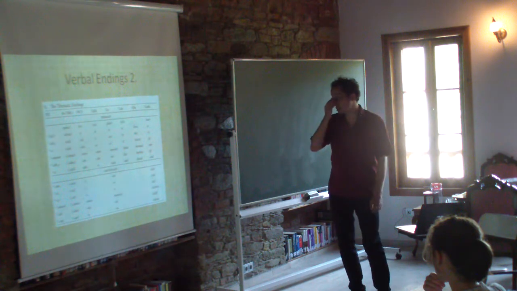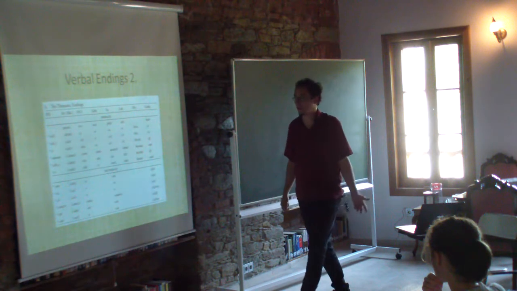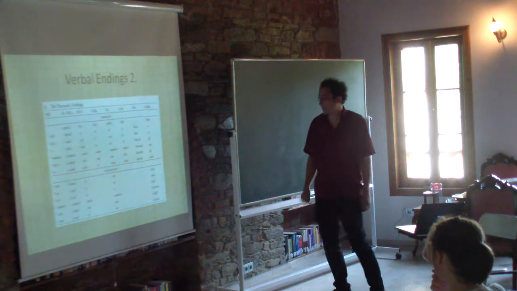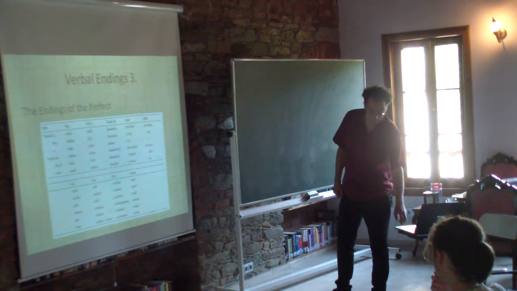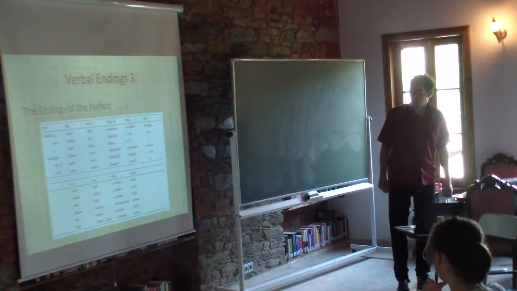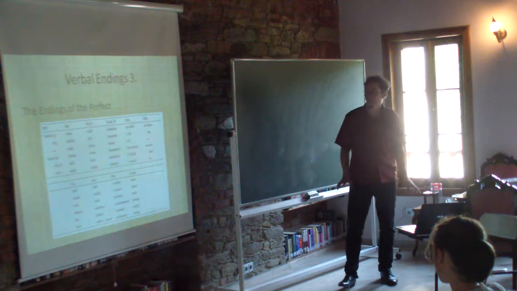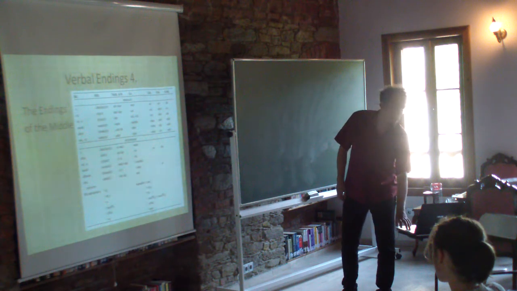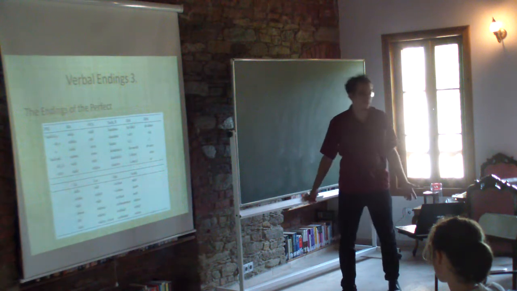Down there, the thematic endings, so they just use direct endings, as you can see here. Now, to make the situation a bit more complex, not every tense and mood uses these endings. For perfect, we have a separate set of endings, and also for the middle, we have a separate set of endings. It is just so.